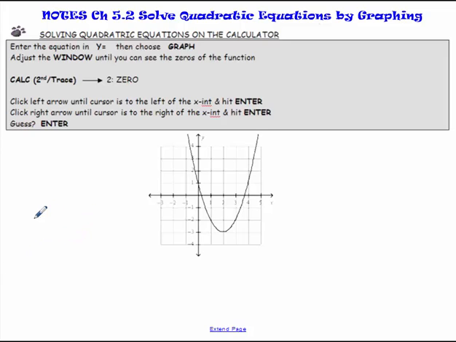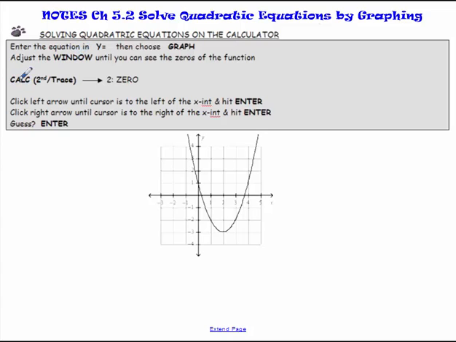Okay, we're going to talk about how to solve quadratic equations on the graphing calculator. The basic steps we're going to go through are right here. We're going to enter the equation into y equals and then choose graph. You may have to adjust the window until you can see the zeros of the function by going to the window button and changing those values.